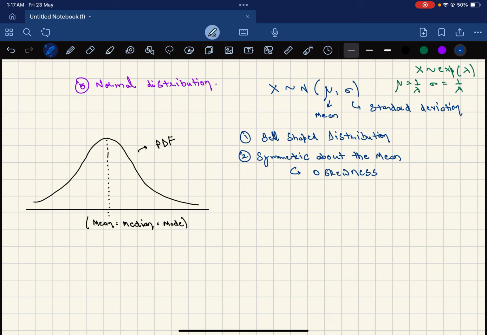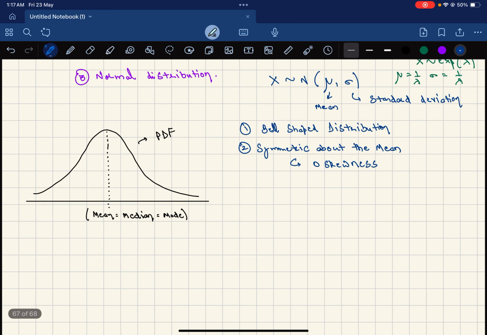Since skewness is a measure of asymmetry for the distribution, and we can see that the normal distribution has perfect symmetry about its center, it has zero skewness. And this is also the reason that all three measures of central tendency, which are mean, median and mode, are equal to each other. Mode is nothing but the value of x at which the peak of the distribution is obtained, which is clearly here at the center as well, and therefore the mean, median and mode are equal for a normal distribution.